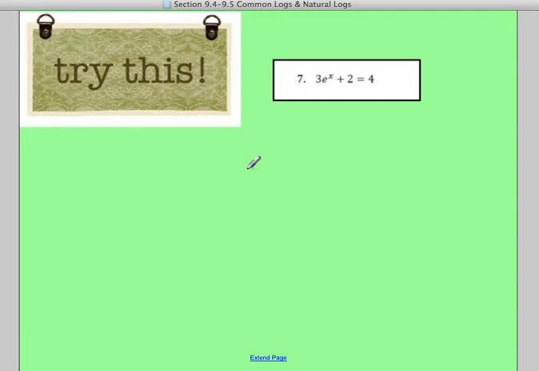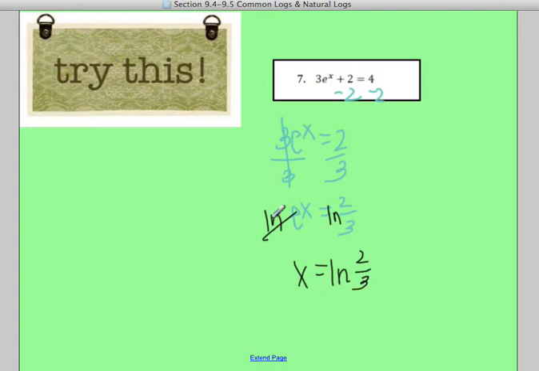All right, example 7. Same idea here. I want to get e to the x by itself, so first things first, I'm going to subtract 2. So I have 3 e to the x equals 2. Divide both sides by 3. So I have e to the x is equal to 2/3. And now I'm going to take natural log on both sides. So I have x is equal to natural log of 2/3. Natural log and e are inverses, so they cancel each other out. I type in natural log of 2/3 on my calculator, and I get negative 0.4055.